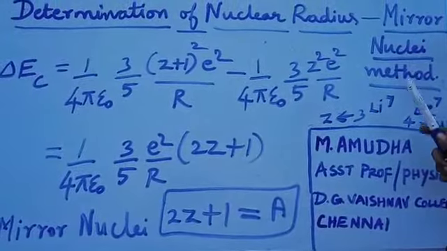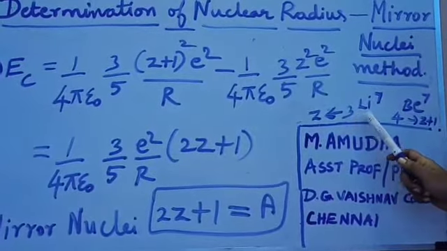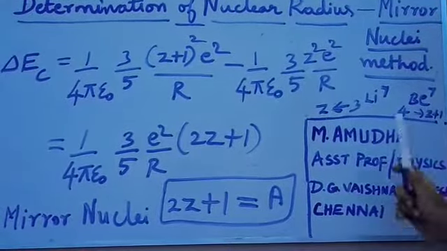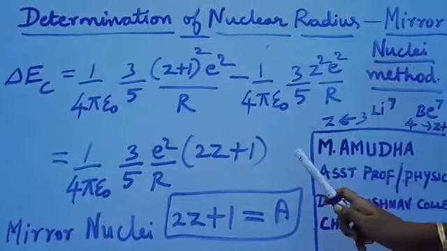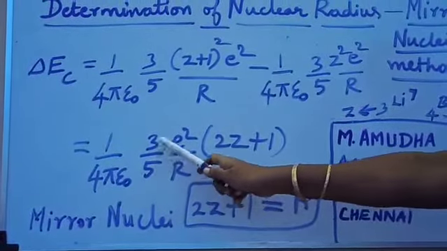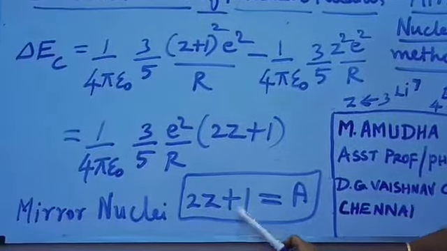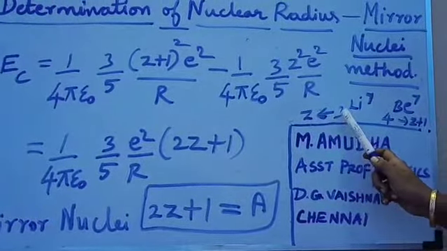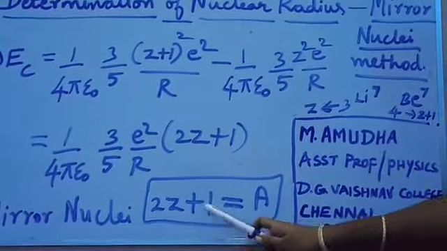You can see this for any other mirror nuclei also. The proton number is found to be greater by 1 for the second nucleus. So substituting the charge (Z plus 1) into e as well as Z into e for these nuclei, the difference between the two Coulomb energies becomes 1 divided by 4 pi epsilon naught times 3 by 5 e squared divided by R into (2Z plus 1). For any mirror nuclei, 2Z plus 1 is equal to A, the mass number. Here the value of Z is 3, so 2 into 3 is 6, and when you add 1 here, that becomes 7.